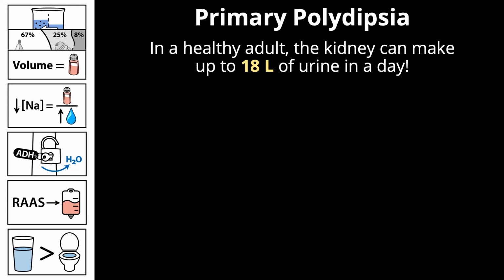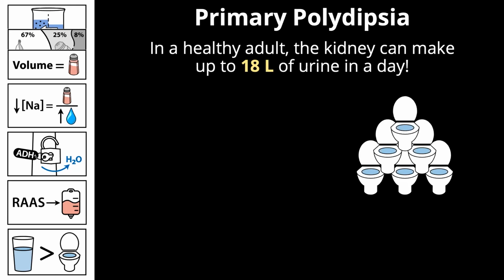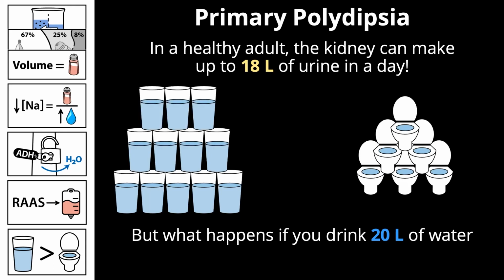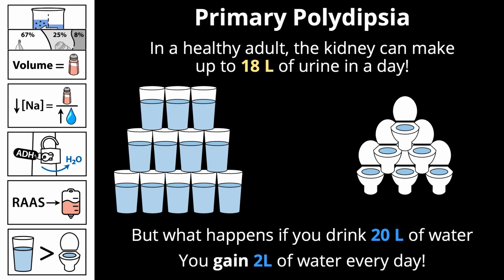That's pretty significant. But I want you to imagine what would happen if, for some reason, oh yeah, here's the 18 liters you can make. But what happens if you were to drink 20 liters of water in a day? Suddenly you're gaining 2 liters of water every day, right? You're bringing in 20 liters and you're only able to excrete 18. And so every day you're increasing the total body water and you're going to be developing a hyponatremia, right? But 20 liters, that's a lot of water.